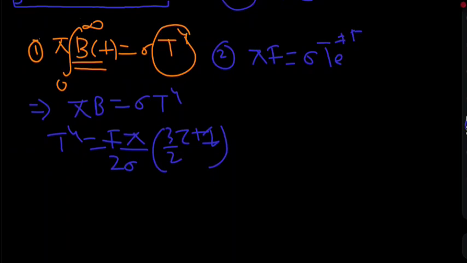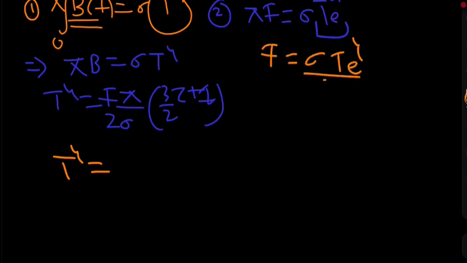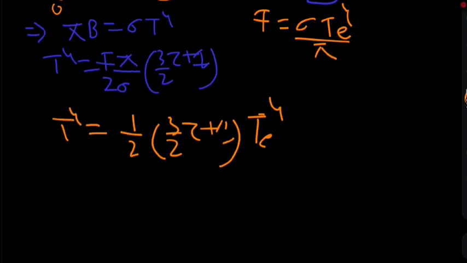Now what I want to do is find a more general expression. What do I mean by general? I mean I want to include the effective temperature also. So T to the power 4 is equal to, if I substitute it back and put F as σT effective to the power 4 divided by π, then σ and σ, π and π will cut out. It will eventually become 1 by 2 times (3 by 2 tau plus 1) times T effective to the power 4. So this is the expression that I want to find out.